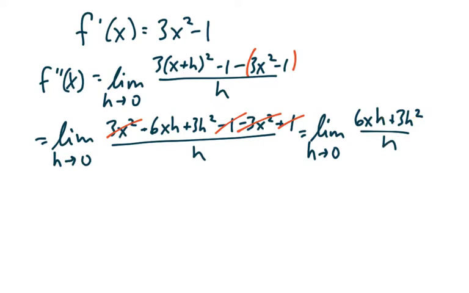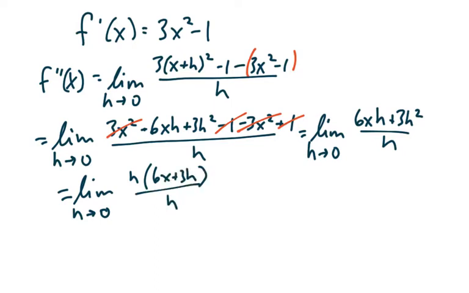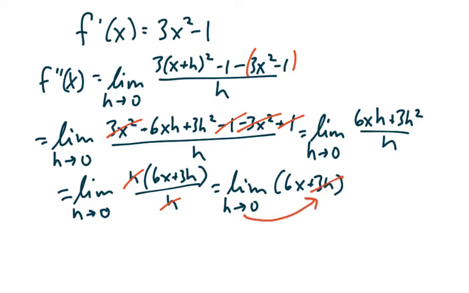Okay, I'm going to be Mr. Brown, the teacher, and I'm going to factor an h out just because that's what I do. That's how I roll. Take out h. 6x plus 3h. You see the h's on the outside? Yeah, they're gone. This becomes a limit of 6x plus 3h. Now h is going to 0. Here he goes. Poof! He's gone. And your second derivative, lovely friends, is 6x.